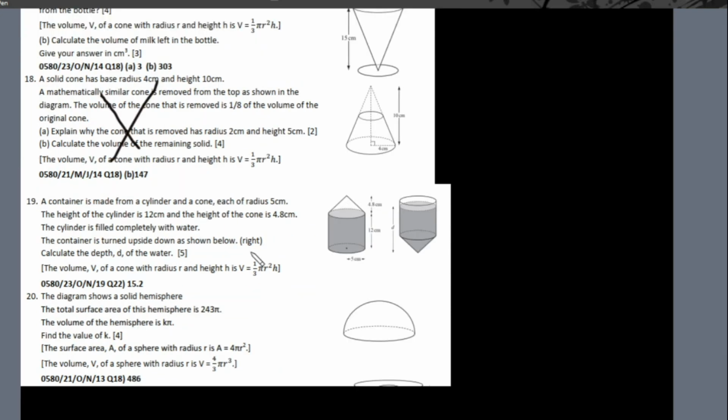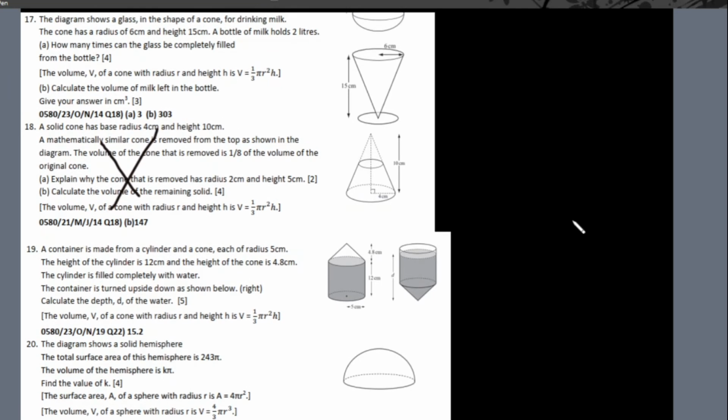Next is question number 19, which says a container is made from a cylinder and a cone, each of radius 5 centimeters. The height of the cylinder is 12 and the height of the cone is 4.8. The cylinder is filled completely with water. The container is then turned upside down as shown. Calculate the depth d. Alright.